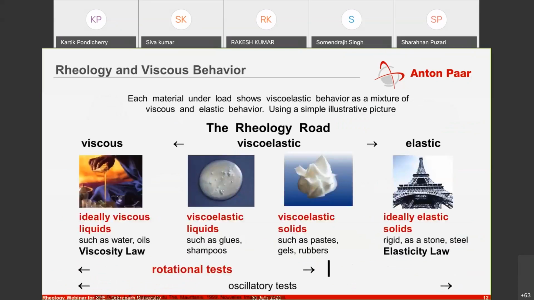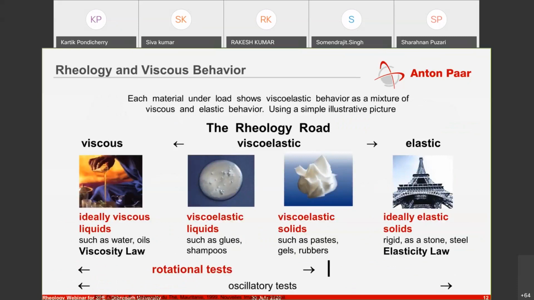So when you're looking at this picture, you see that there's something known as a rheology road. And here we talk about both viscous and elastic, so ideally viscous and ideally elastic materials. So if you look at water, it's ideally viscous because it doesn't retain its shape. You pour water in any container, it takes the shape of the container.